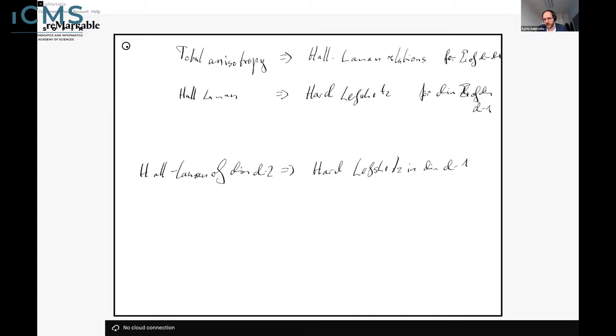But we will actually see that also in this implication, we can improve in dimension. So there is more. Actually, we can improve in both cases. That's kind of nice. So why is that?